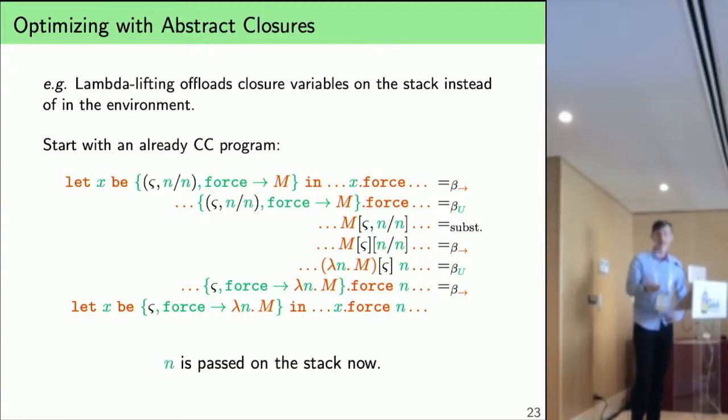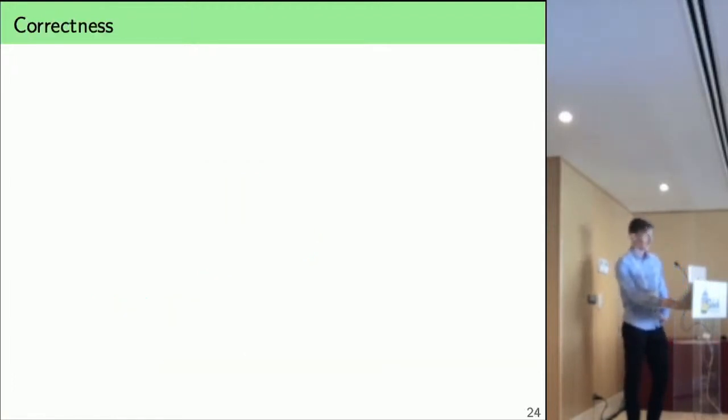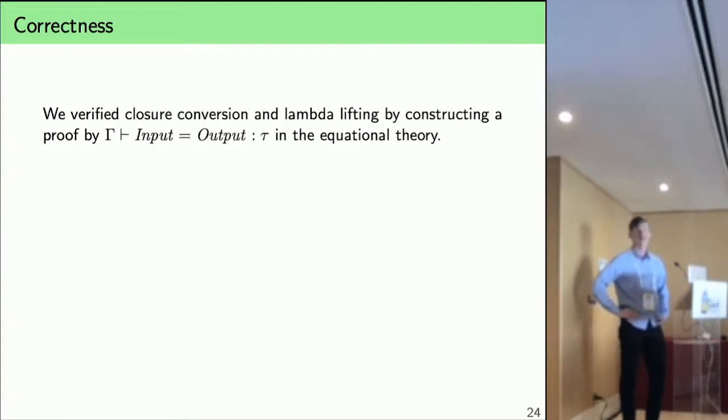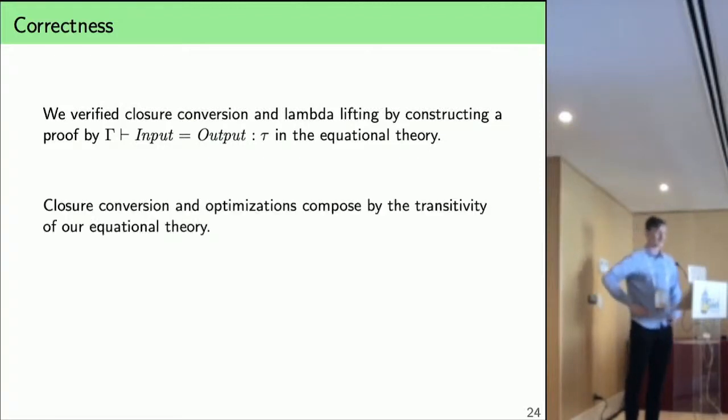And so "in" is now passed on the stack instead of being part of a closure. What can we say about the correctness of closure conversions with abstract closures? Well, I just showed you proofs verifying that closure conversion and lambda lifting are correct in our equational theory, and it's just a derivation in the theory. And these compose by the transitivity of our equational theory.